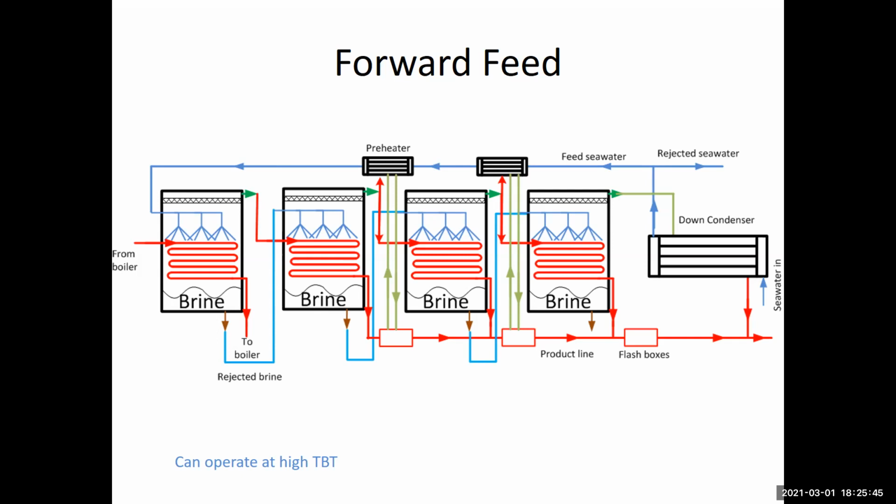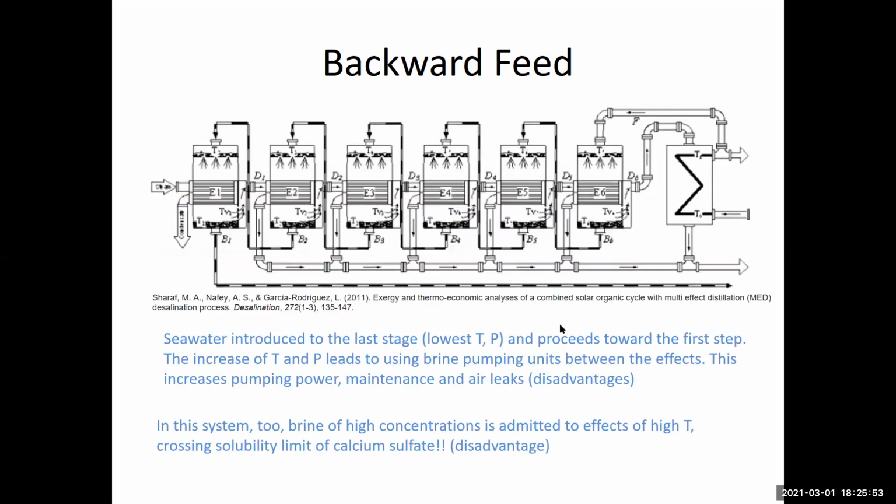Is that the only available layout? The answer is no. We have another layout here, which is backward. Backward means what? The vapor will always go from left to right. You get steam from the power plant, it will condense, you return it back again to the power plant, and then you have vapor. The vapor that will form here is going to feed the next effect.